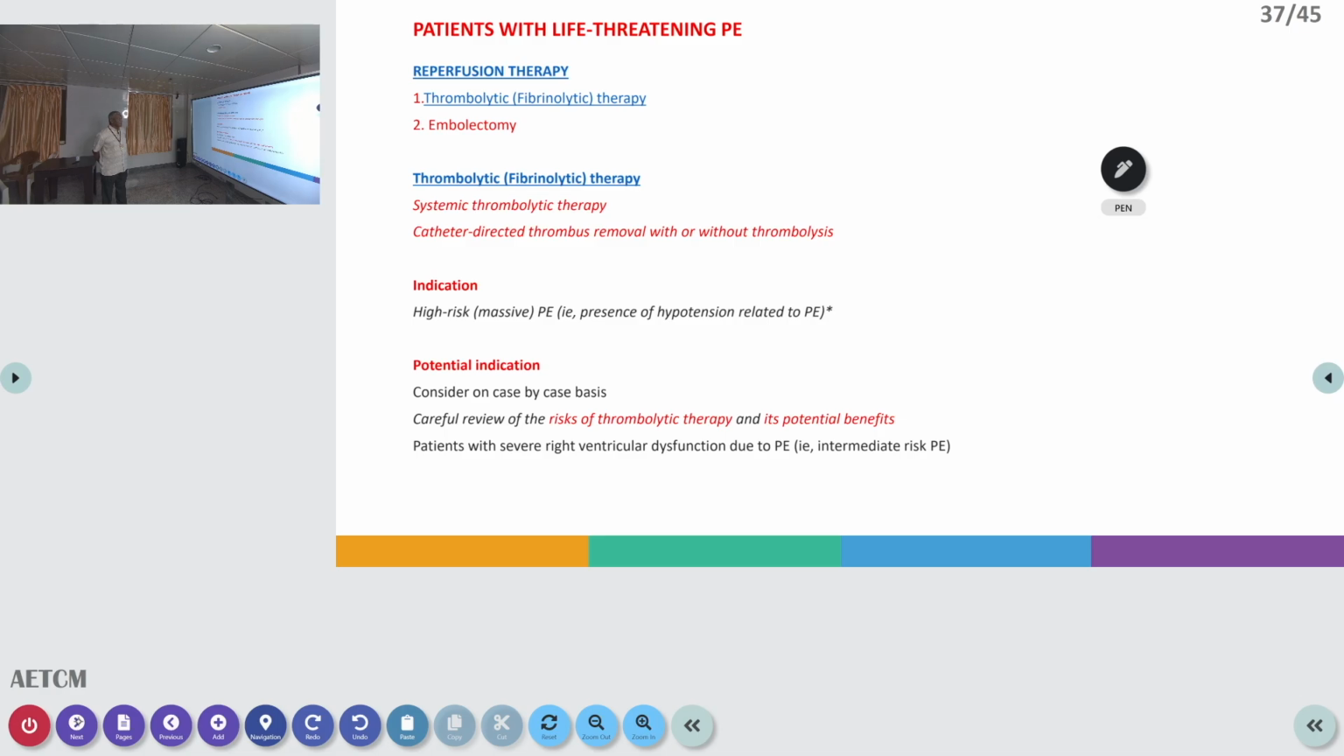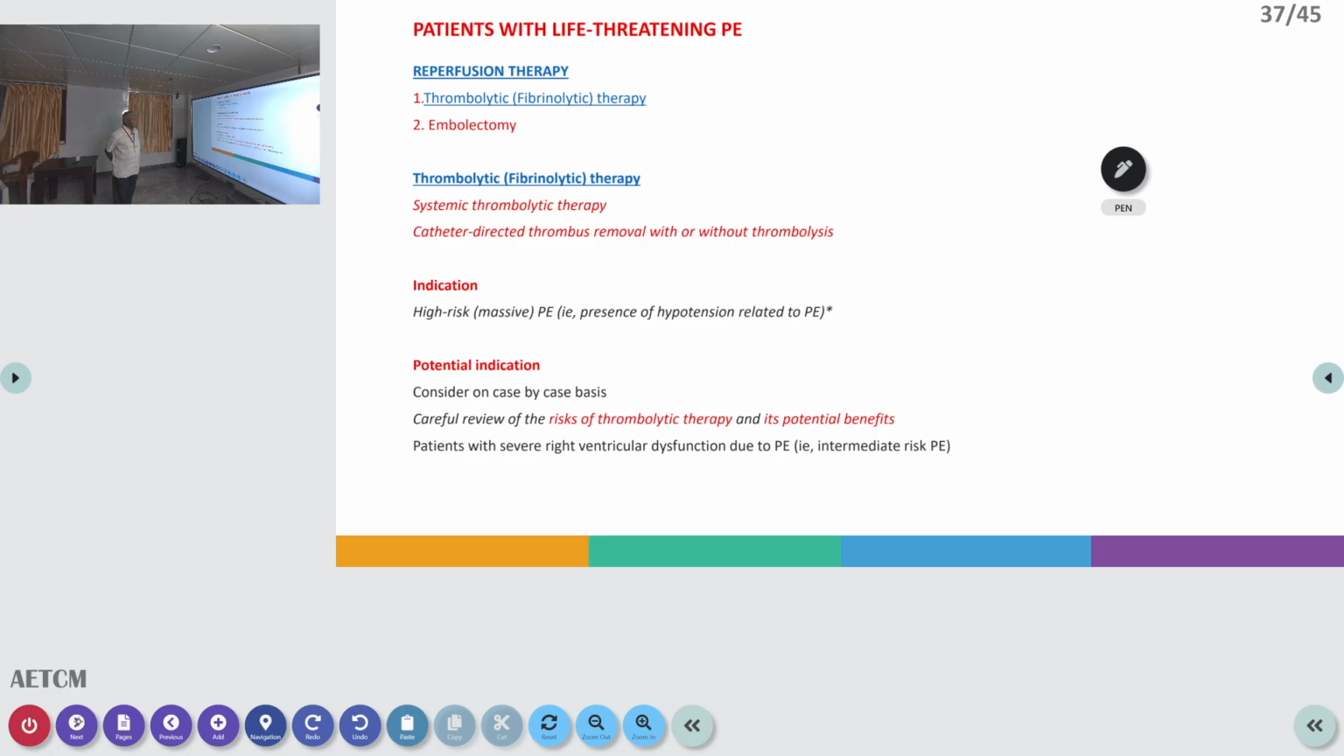Another one is embolectomy. What we are doing in thrombolytic therapy is systemic thrombolytic therapy. It can be given intravenously, or it can be catheter-directed thrombus removal with or without thrombolysis. In the latter, the dosage we administer will be precisely at the site of the thrombus or emboli that is blocking, and the thrombolytic drug dosage will be minimized.